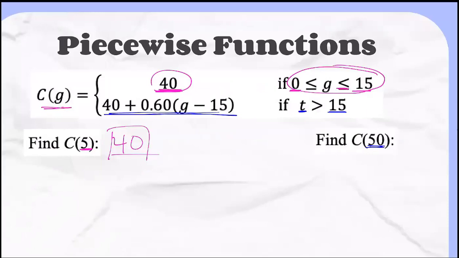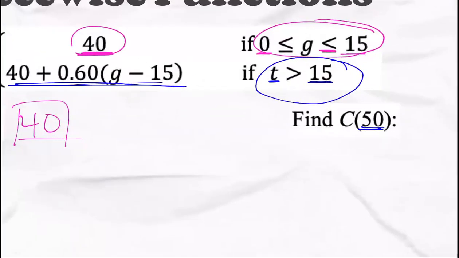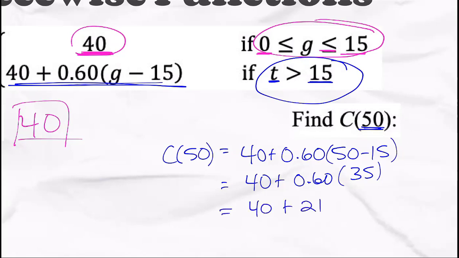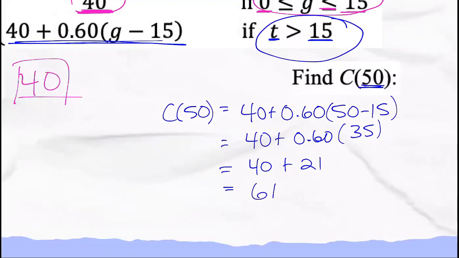All right, let's look at this one though. This is C of 50. 50 is in this range. It is a number bigger than 15. So to solve for this one, I have to plug it in. C of 50 is going to equal 40 plus 0.60 times 50 minus 15. Let's work this down. 50 minus 15 is 35. At this point, I'm going to pull out my handy dandy calculator and say 0.6 times 35. That gave me 21. Just using my order of operations, I end up with C of 50 equals 61.